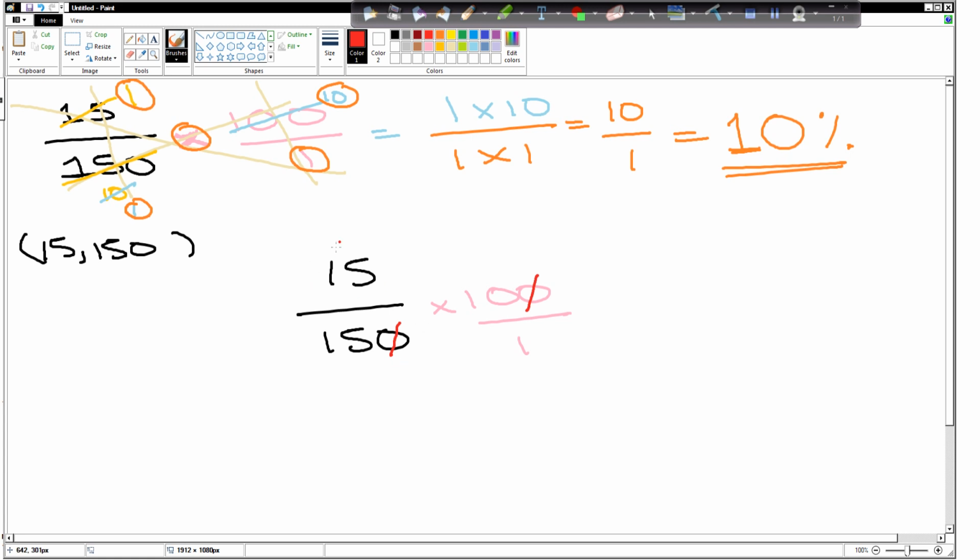What number do you have on top now? 15. What do you have on the bottom? 15. 15 divided by 15 is 1. And 15 divided by 15 is 1. Now, can we cancel anything else? No, because we've got 1s everywhere. So we multiply the top numbers: 1 times 10 is 10. And 1 times 1 is 1. And 10 divided by 1 is 10. 10%.